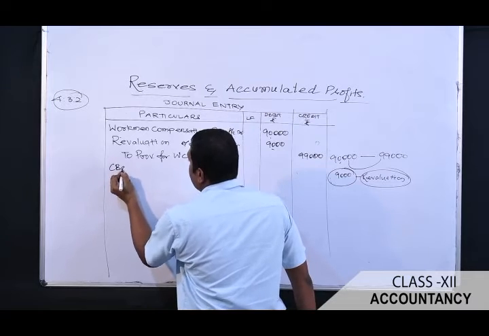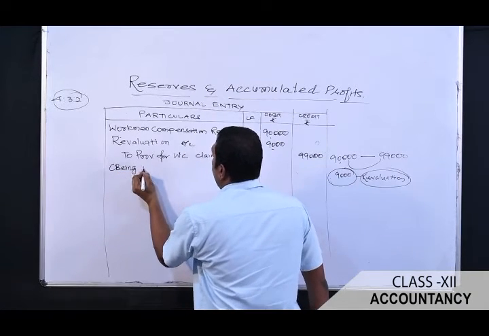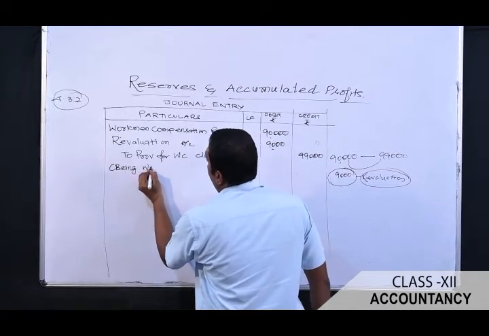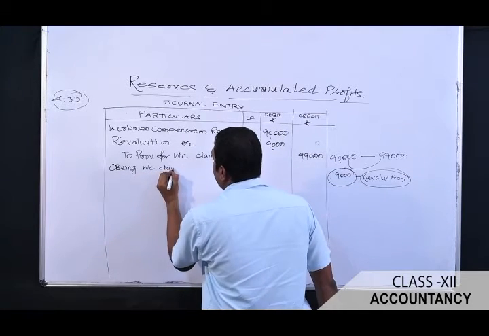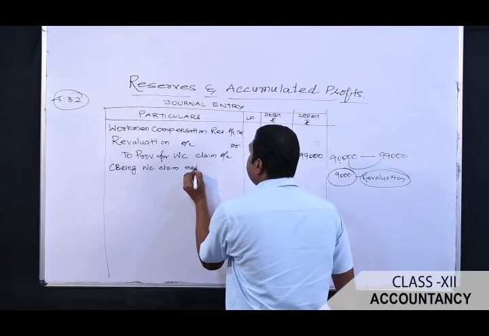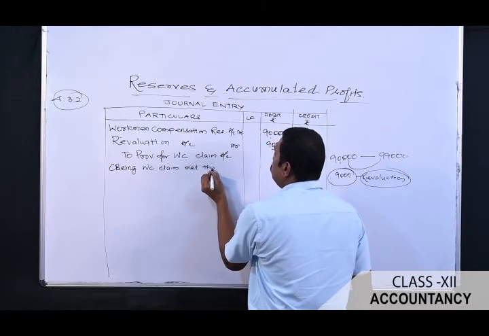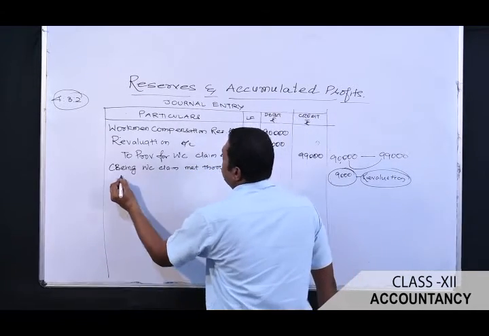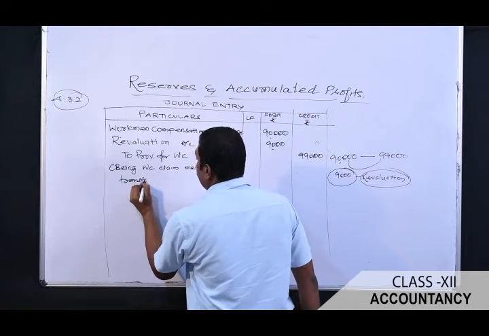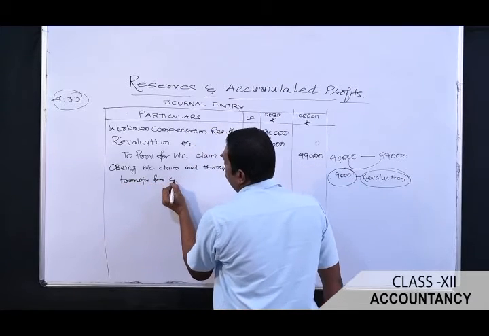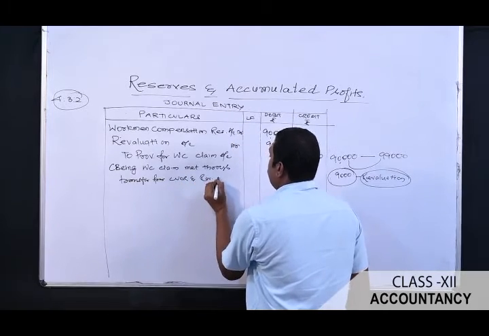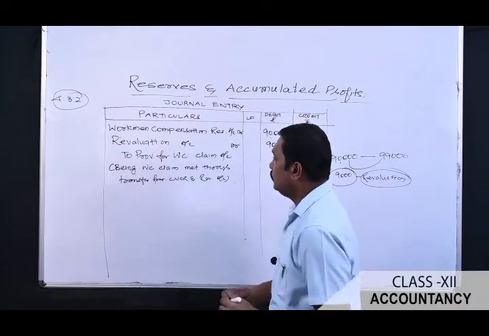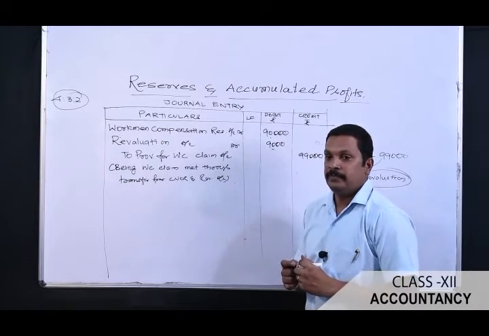Being workman compensation claim met through transfer from WCR and revaluation account. So this is the journal entry.